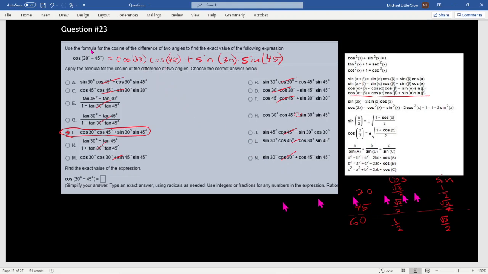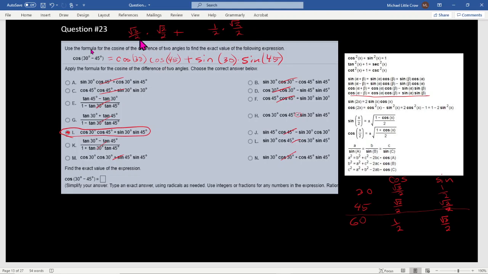So cosine of 30 is going to be square root of 3 over 2 times square root of 2 over 2. Sine of 30 is 1/2 times square root of 2 over 2.